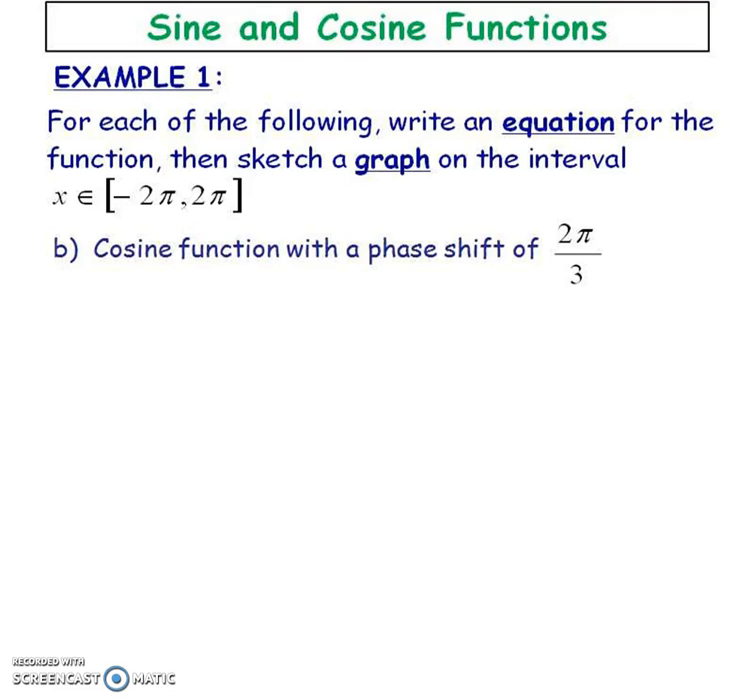So this is B, and we're asked to create an equation and also graph a cosine graph with a phase shift of 2 pi over 3.